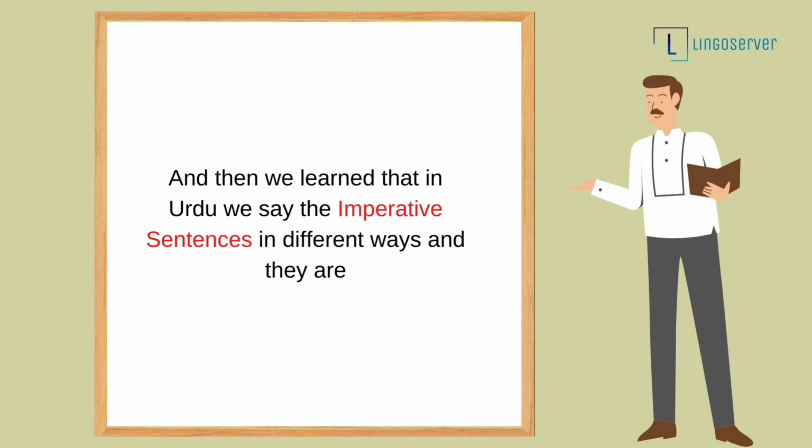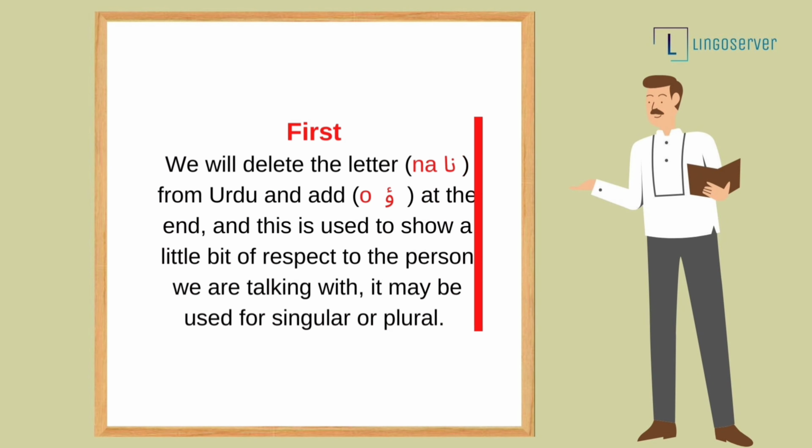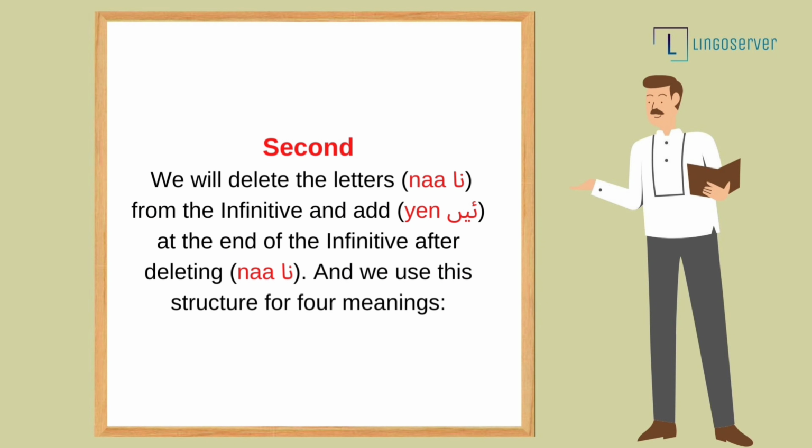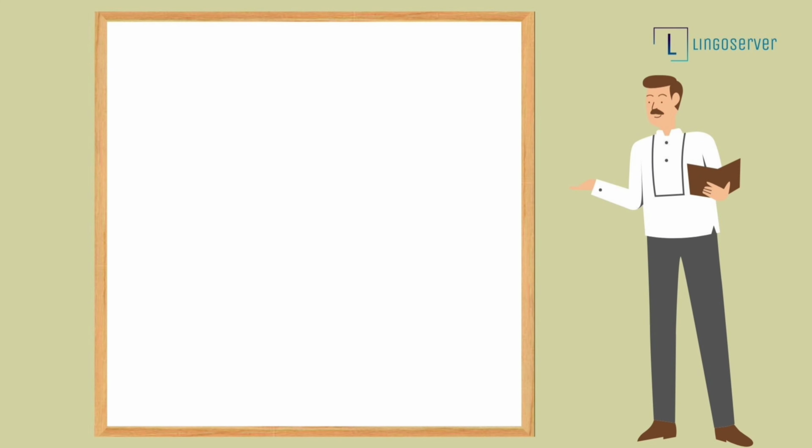Then we learned that in Urdu we say imperative sentences in different ways. First, we delete the letter na from the infinitive and add wow at the end. This is used to show a little bit of respect to the person we are talking to. It may be used for singular or plural. Second, we delete the letter na from the infinitive and add a at the end. We use this structure for four meanings.